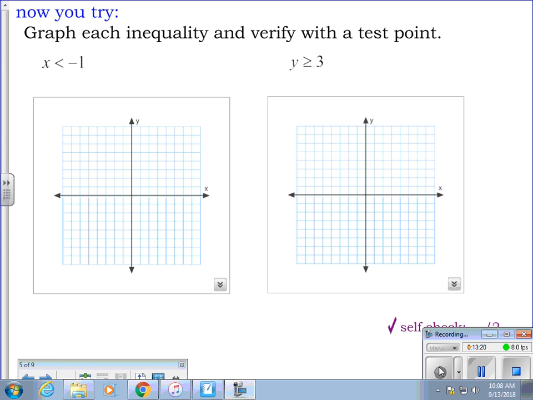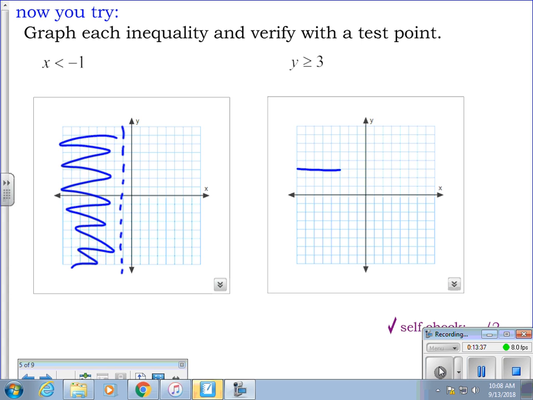Okay, so the first one, x is less than -1. It's a dashed line going through -1 on the x-axis, and I want everything less. Second one, y is greater than or equal to 3. Go through 3 on the y-axis, and it's a solid line, and I want everything bigger than 3. Questions so far?